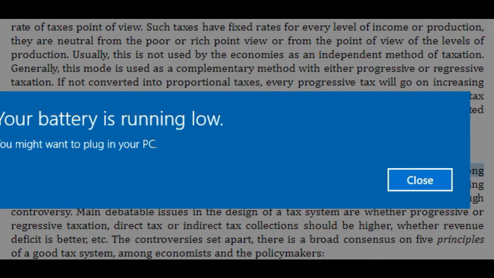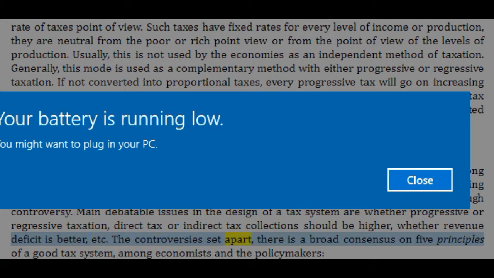What are the characteristics of a good tax system? There has always been a debate among economists and policymakers on the issue of design of the tax system. Taxation in developing economies has been even more debated as the trade-off assessment generates enough controversy. Main debatable issues in the design of a tax system are whether progressive or regressive taxation, direct tax or indirect tax collections should be higher, whether revenue deficit is better, etc.